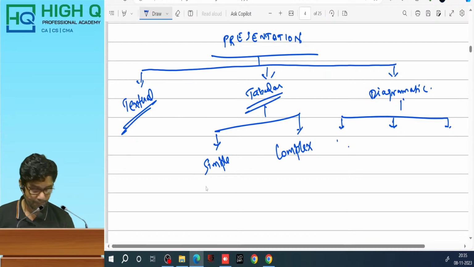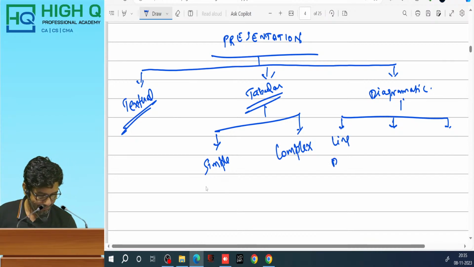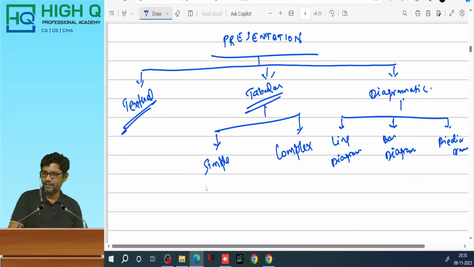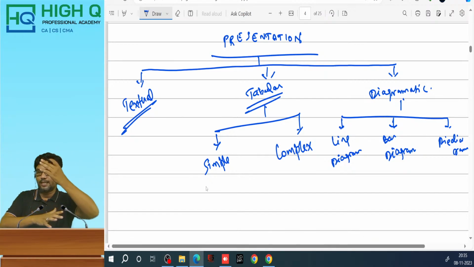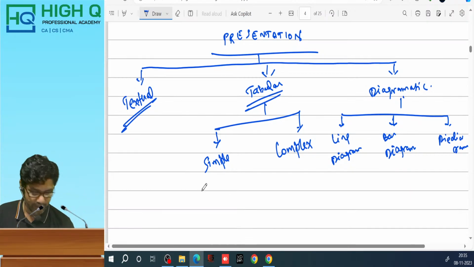One is bar diagram, line diagram, and pie diagram. We don't have time for the details, with frequency and without frequency. I'm just giving an overview only, right? These methods are all without frequency. With frequency means histogram, frequency polygon, and cumulative frequency curve, that is ogive. So these come under with frequency.